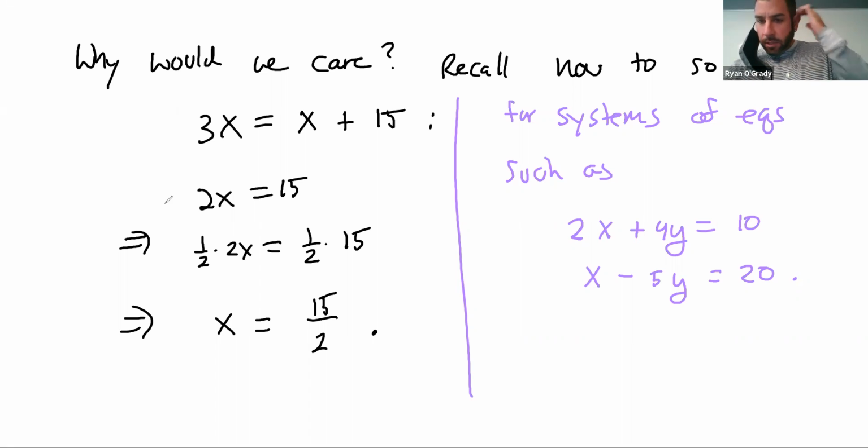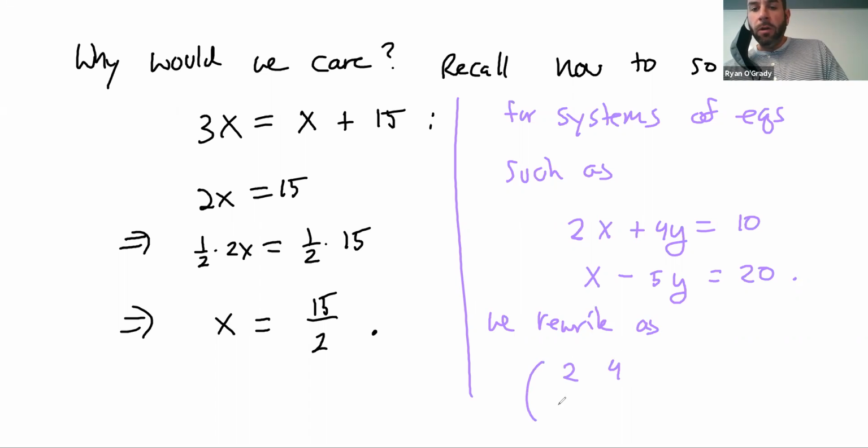So it's easier to rewrite as a matrix problem. Watch how I do this. I'm going to write this as the matrix 2, 4, 1, -5. Look at those coefficients. Then using matrix multiplication, these two equations that I have above can be rewritten as this matrix multiplication equal to this matrix.